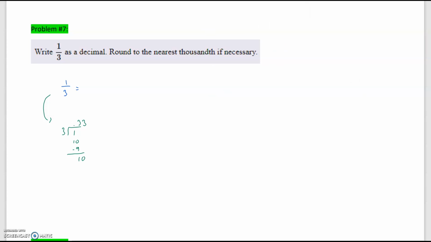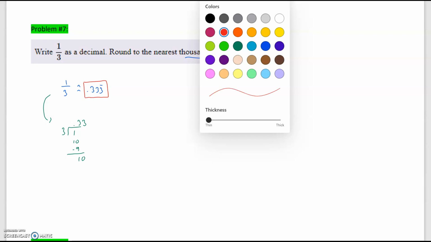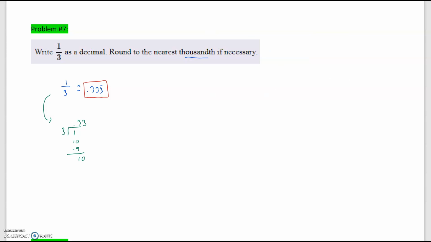They want 3 decimal places. So in this case, since you're doing an approximation, this will be approximately 0.333. And I'm putting the approximate sign there because we're technically rounding. If you continue this division, the next value is also going to be a 9 and then a remainder of 1. So this one keeps repeating. So in this case, we could say that 1/3 is approximately 0.333 if they want 3 decimal places.